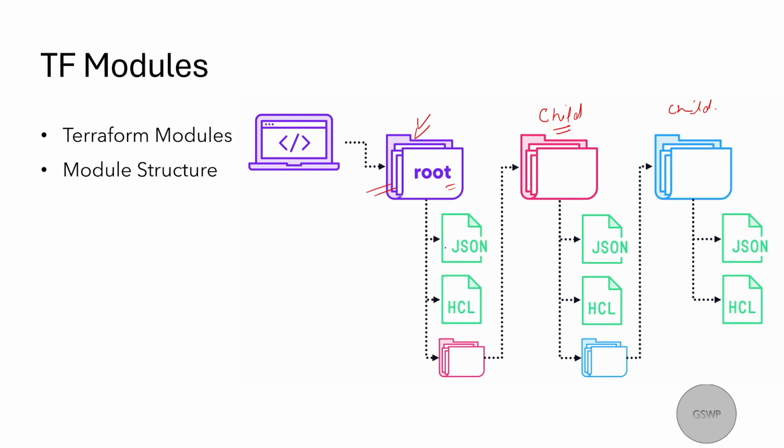The main module is the root module where we write our code and run our Terraform plan, apply, init, everything. And then we have the child module, which contains our Terraform files, like .tf and .tf.json files, in a separate directory, and we can use them. These child modules can use nested child modules as well.